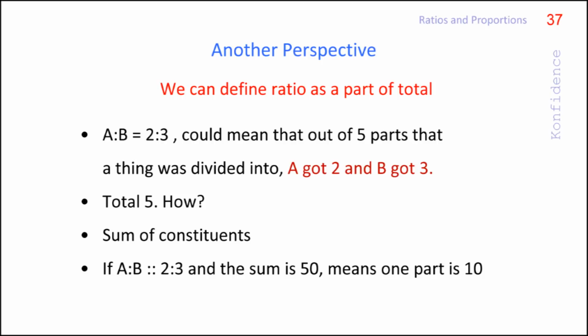So, one part is 10 and 2 such parts are given to A. So, A gets 20 and similarly B will get 30.